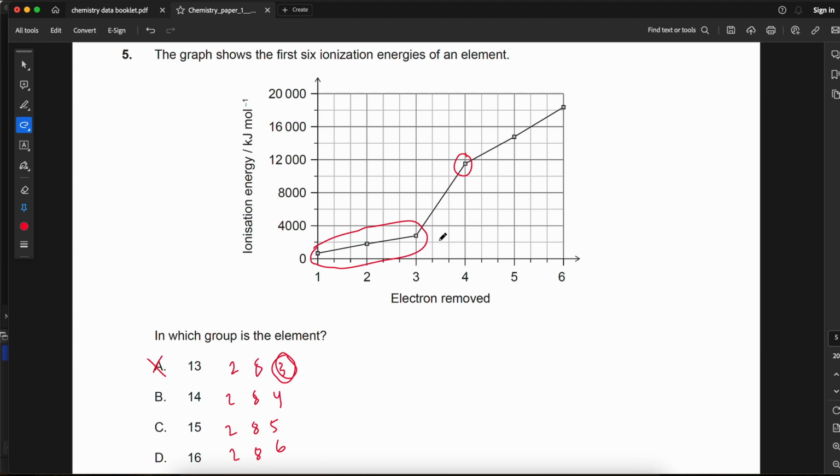In case of B, that would be 4 electrons, so the 4th will be the jump. In case of 15, 2 of them will be closed. In case of 16, all of them should be closed together.